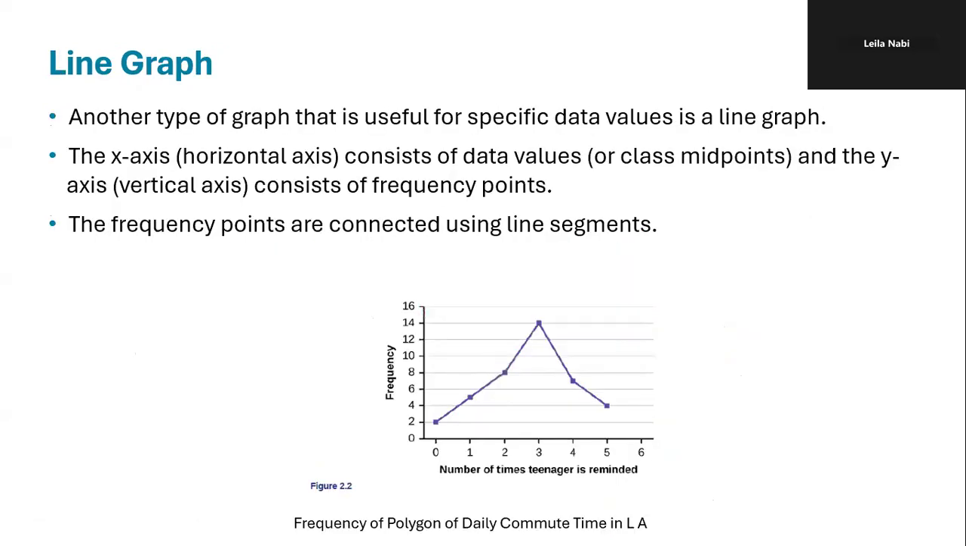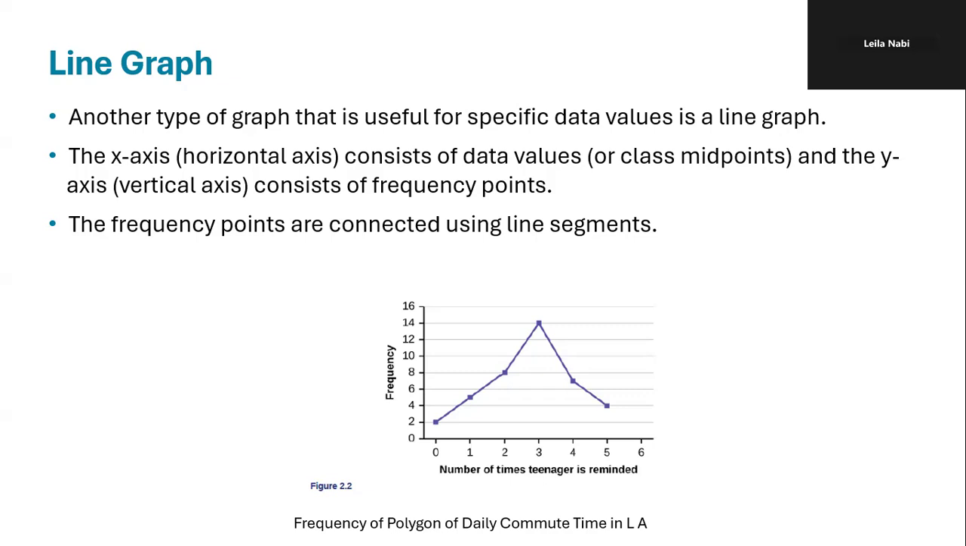Another graph that we want to talk about is called a line graph. We usually use a line graph for continuous data. Continuous data means quantitative data, when we have numbers only, okay?